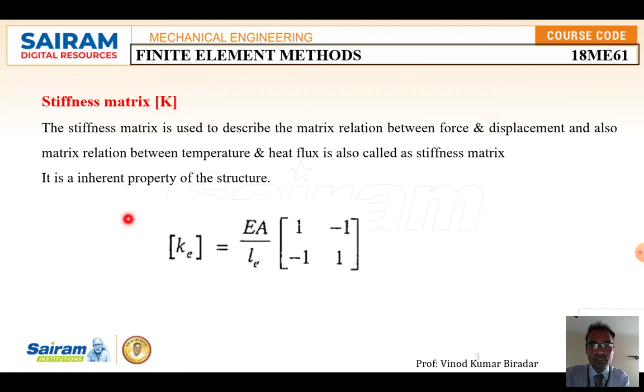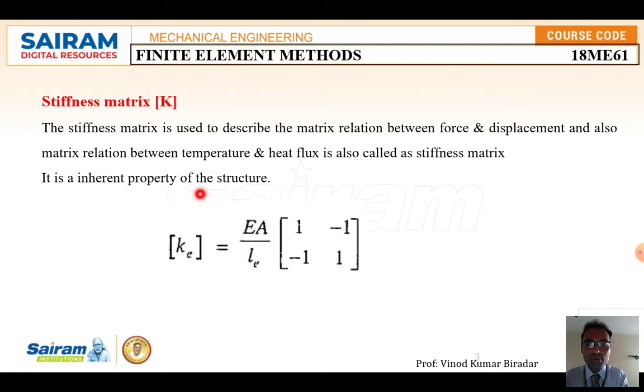In the first class we already derived this equation. The element stiffness matrix for a 1D bar element is given by Ke equal to AE by Le times the matrix 1, minus 1, minus 1, 1. This is the most important formula we are going to use while solving the problems. Without this we cannot solve. Here A stands for the area of the bar or of the given problem, E stands for Young's modulus, the material constant, and L is the length of an element.